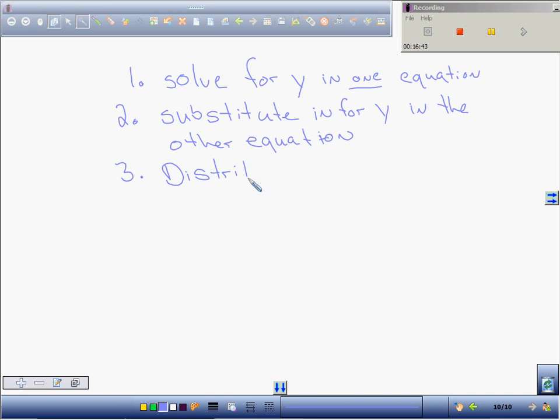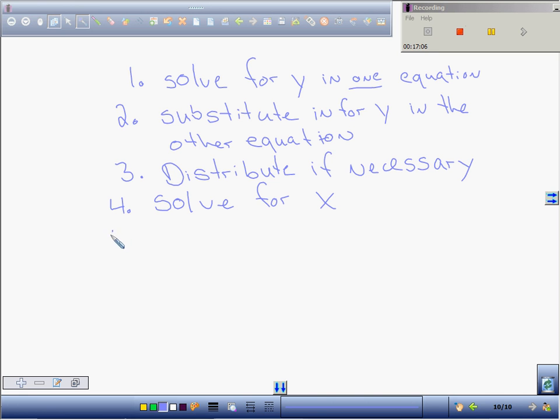Distribute if necessary, only if you have to. Is that how you spell necessary? Okay. Step 4 is solve for x, or y, if you plugged in for y, but we didn't talk about that one.